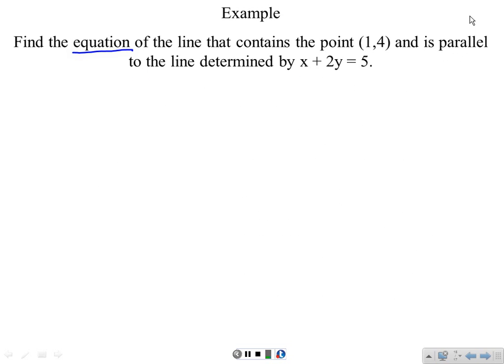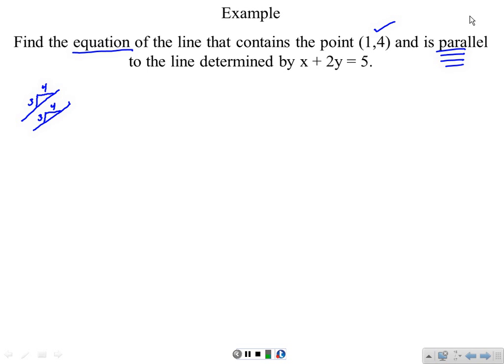So let's talk about parallel slopes. Parallel lines have the same slope. So if you have two lines that are parallel, they're going to have the same rise and the same run. So if this was 3 over 4, this would have to be 3 over 4. Parallel lines have the same slope. So, if I'm asking you to find an equation of a line that contains this point, but is parallel, that's telling you the slope. Parallel to the line determined by x plus 2y equals 5.